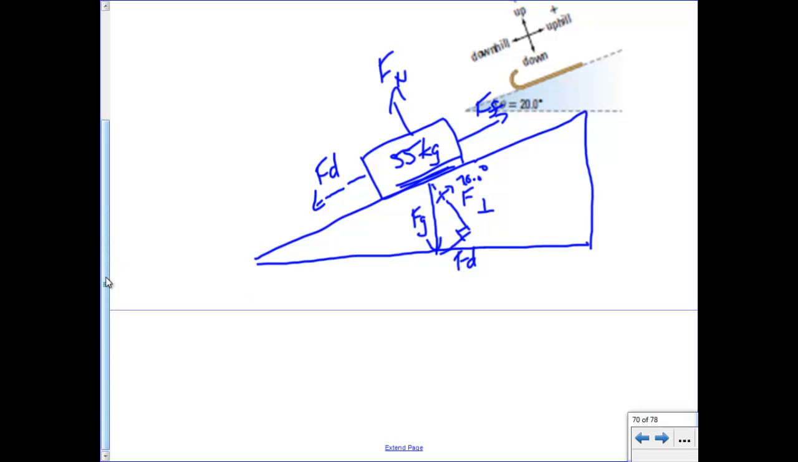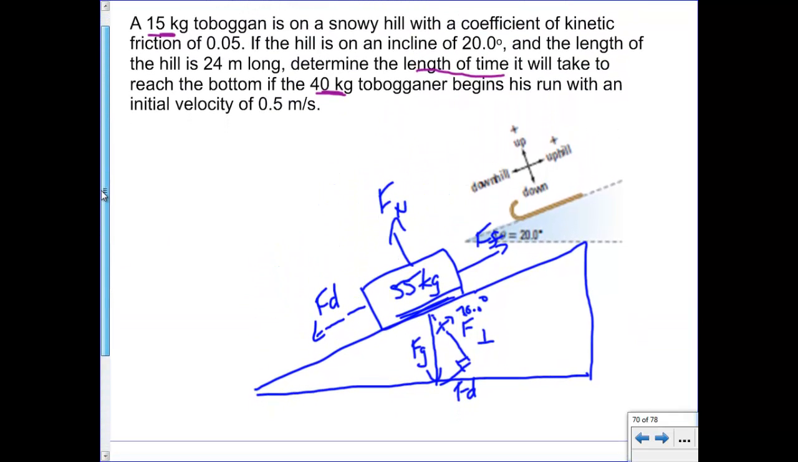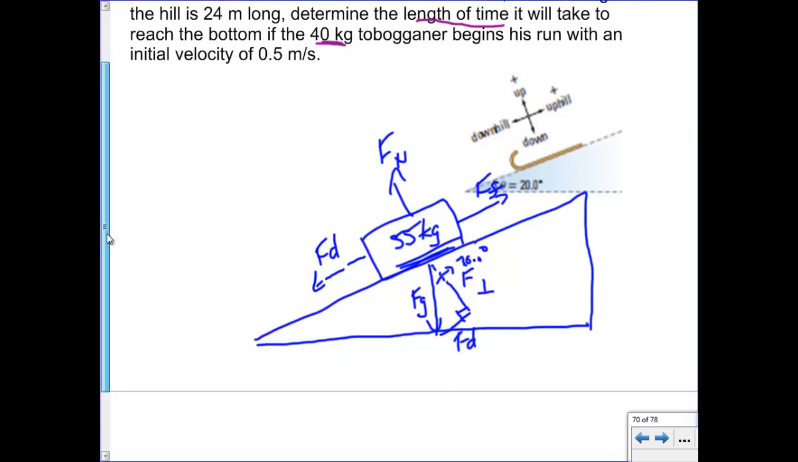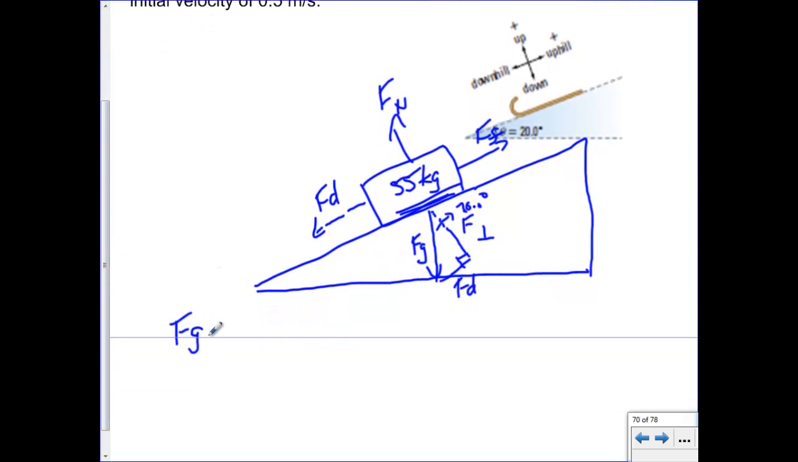So let's start finding some of these numbers here. FG, I should be able to find that pretty easy, right? 55 kilograms times 9.81 is 539.55.